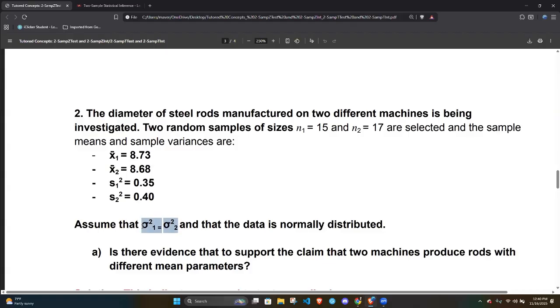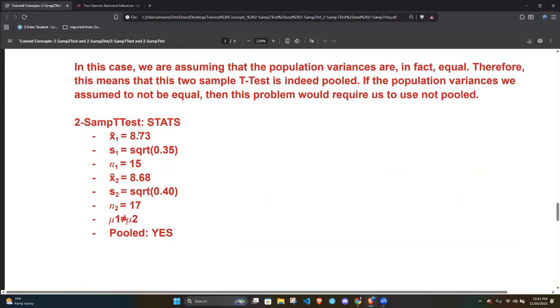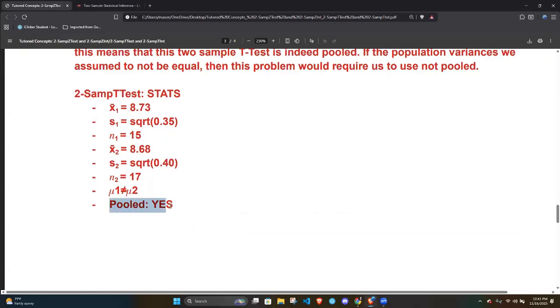We know that it is pooled because of the assumption that the population variances are equal, and we are given all the necessary information to plug into our calculator under the two-sample t-test function under stats. If we scroll down a bit further, we have all our necessary information. We have our sample mean 8.73, our sample standard deviation for Formula 1, our sample size, and then the sample mean, sample standard deviation, and sample size for Formula 2. We are testing whether the difference in means is not equal to 0, and the test is pooled because of the assumption.